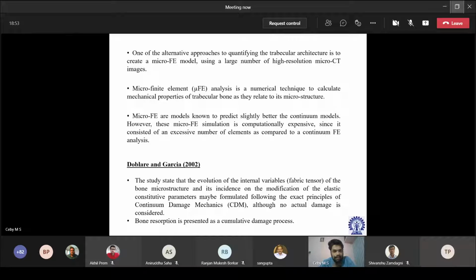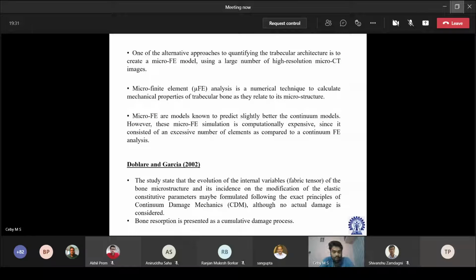Another method is with the fabric tensor. In the micro FE models we are not actually using the fabric tensor as such. So in Doblaré and Garcia, the fabric tensor is considered as an internal variable. Internal variable means it varies with the time step. But an internal variable has to be tracked down. So the previous time step, the current time step, and the following time steps have to be tracked down. That's why we call it an internal variable, and we use the principles of continuum mechanics in this.